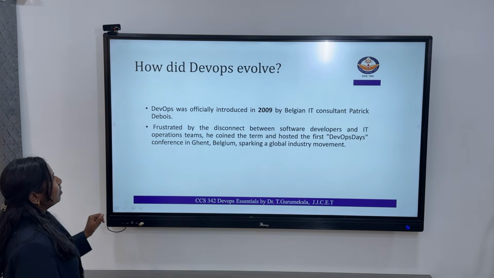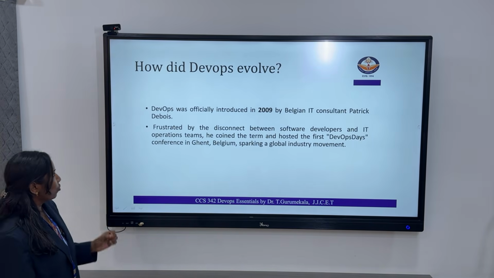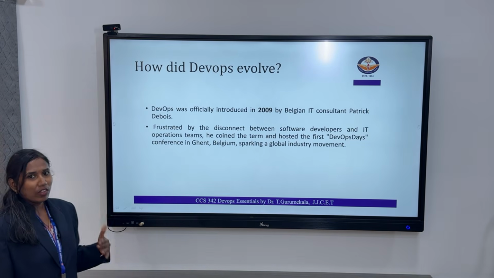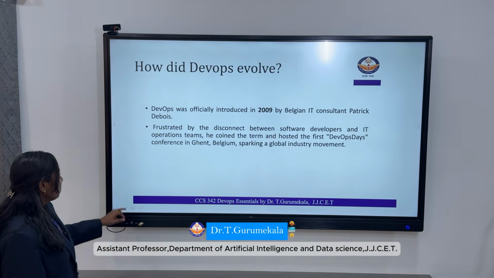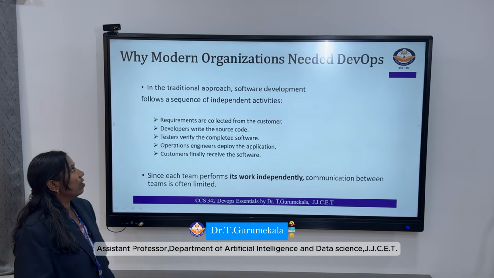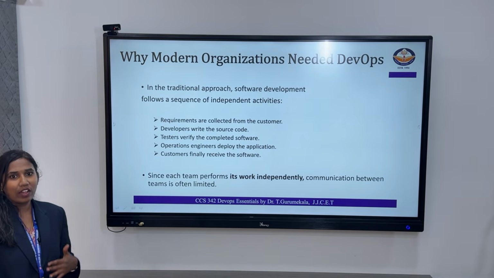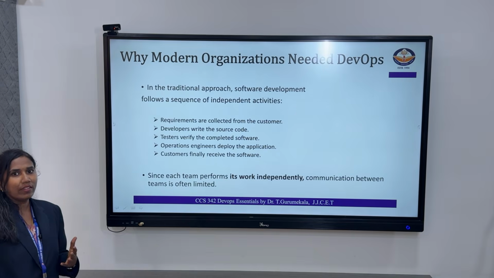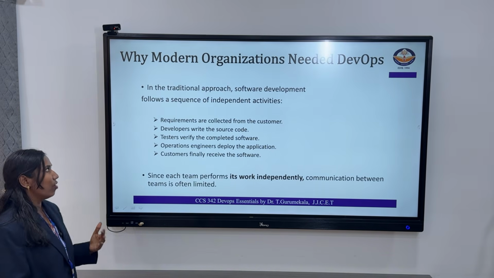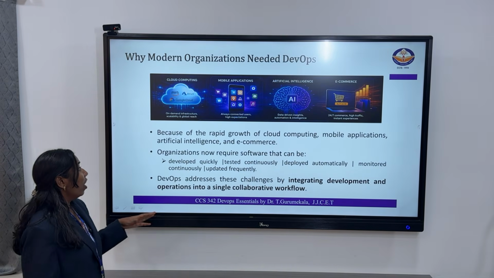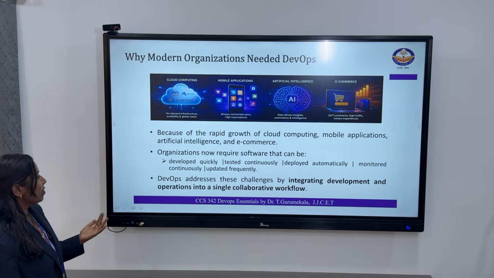Then, how did DevOps evolve? We already mentioned that it was introduced by a Belgian IT consultant in the year 2009. Out of so much frustration with the already available tools and methodologies, they came up with this idea. And why did modern organizations need DevOps? We all know that we are living in a society where changes are increasing. To accommodate these ever-changing needs, organizations are forced to create software. Organizations are expected to develop their software quickly, test continuously, deploy automatically, monitor continuously, and update frequently.